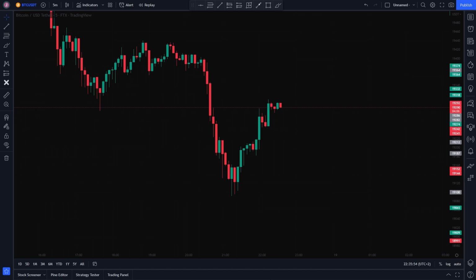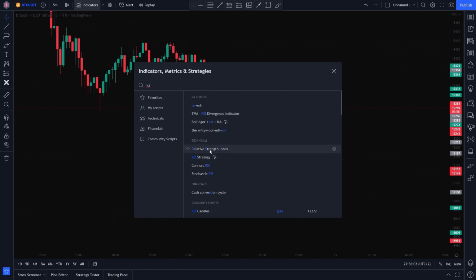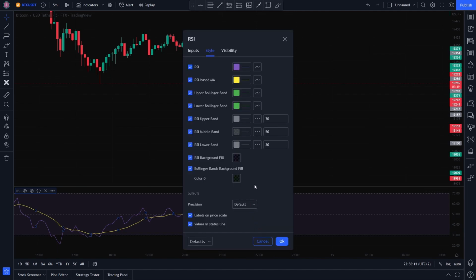To add the RSI to our chart, we simply need to search for it in the Indicators tab and click on it. It should be free on every charting platform including TradingView, which we are currently using. After we add the RSI, it is best to get rid of some of the lines and colors. So double-click on the indicator, go to the Style section and uncheck the MA, the middle band and the background fill.